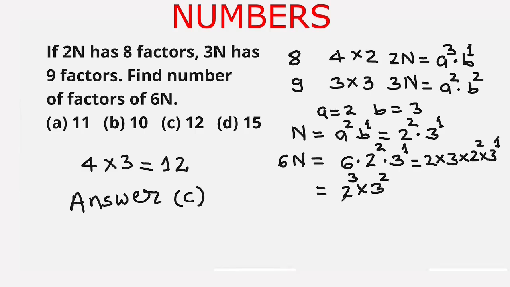Now, number of factors: we have to add 1 to every power and multiply them. So the power of 2 is 3 and we add 1 to it. So 3 plus 1 is 4, which we have written here, and the power of 3 is 2. So 2 plus 1 is 3, which we have written here, and 4 multiplied by 3 equal to 12 factors. So the number of factors of 6n will be 12, and from the given options, our answer becomes option C, 12.